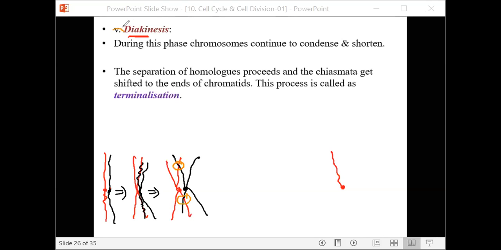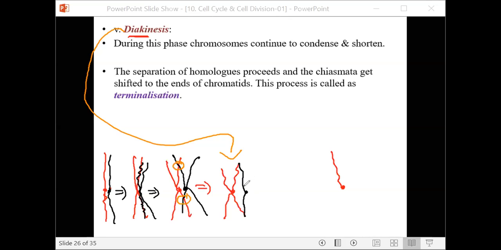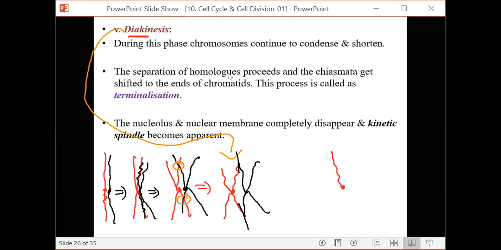In diakinesis, what is happening? At the terminal position, at the end of the chromatids, they have started separating, reach the end, and later on they just break off and separate from each other. So that is your diakinesis. The homologous chromosomes that are there will try to separate further.